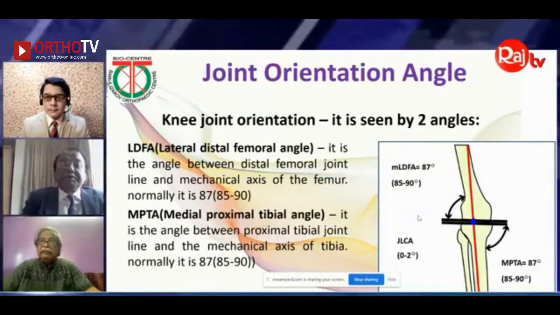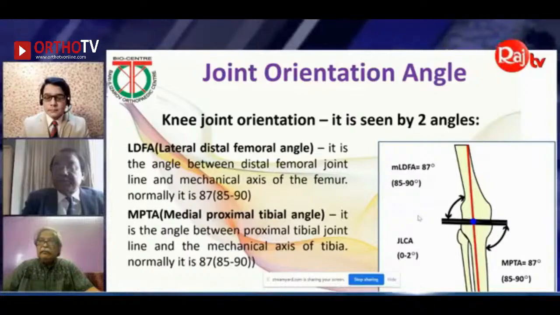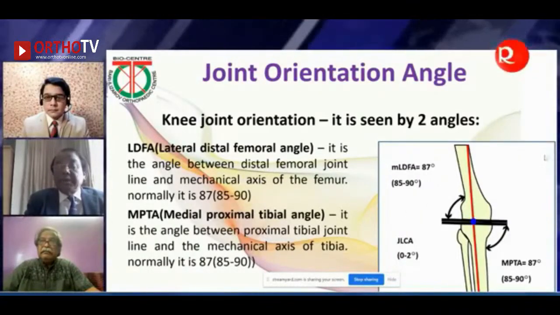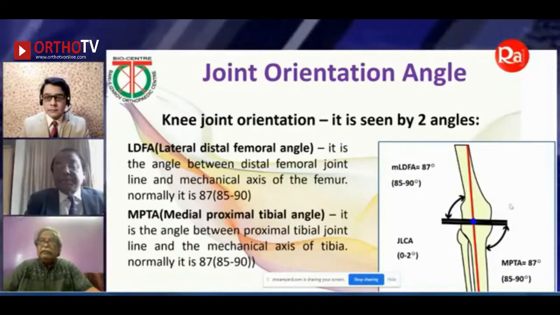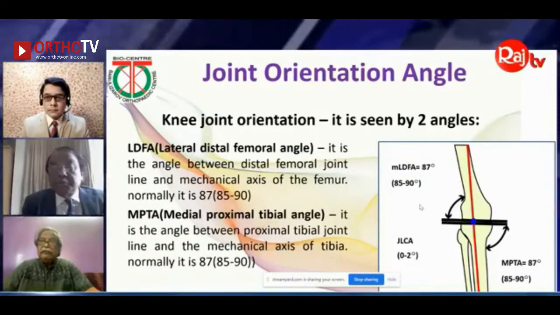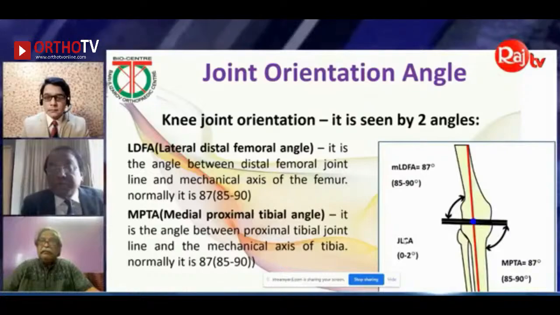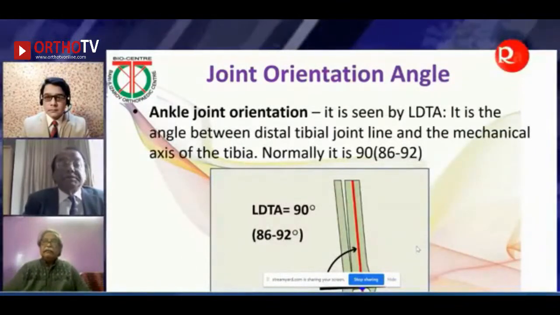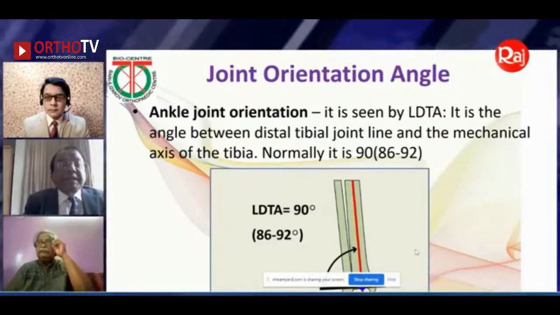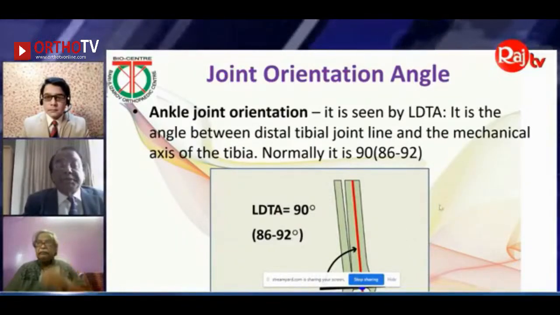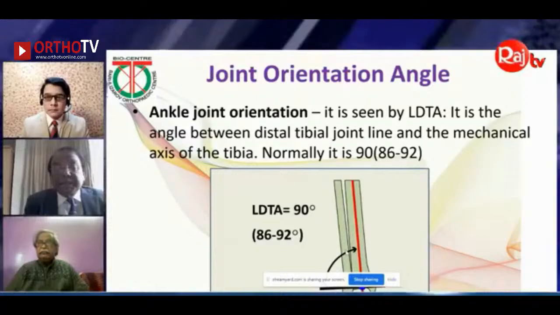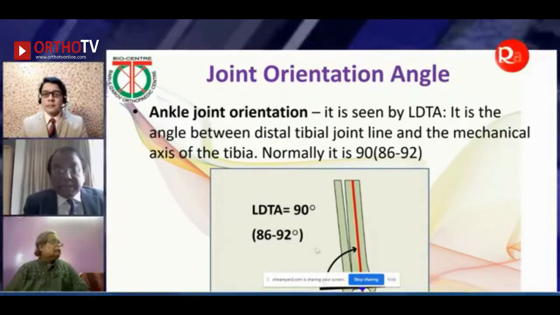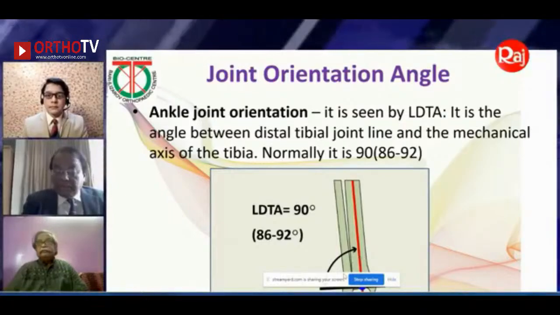Knee joint orientation is seen by two angles. You can see, just now I told you, 87 here and 87 here. And the JLCA is 0 to 2 degrees. Joint line convergence angle, 0 to 2 degrees. Ankle joint orientation is seen by the LDTA. This is the LDTA, lateral distal tibial angle, normally 90 degrees.